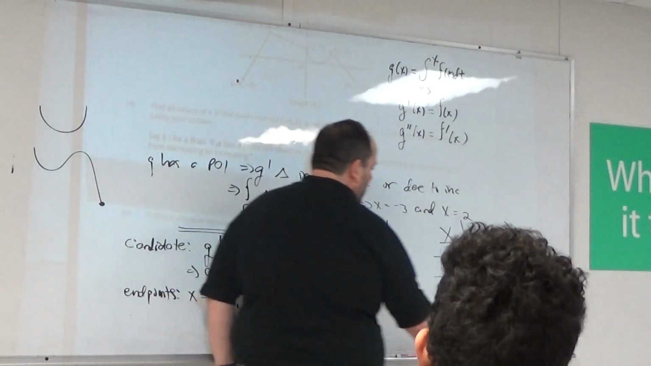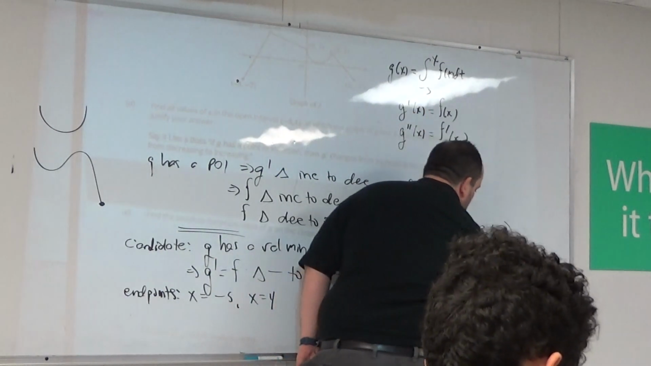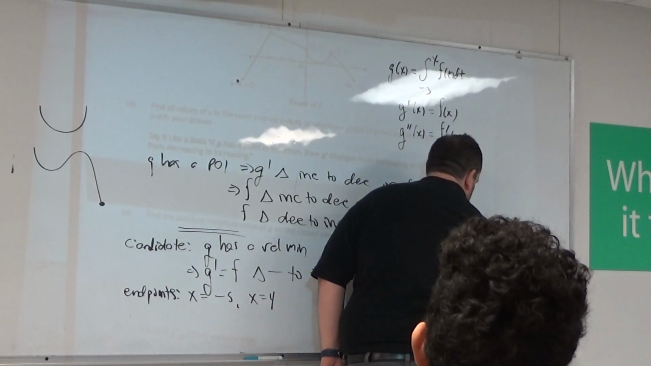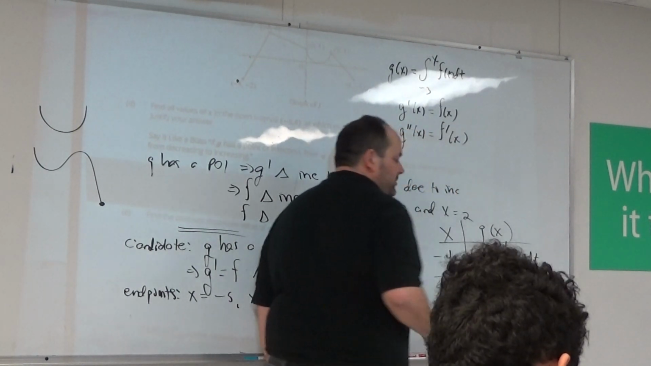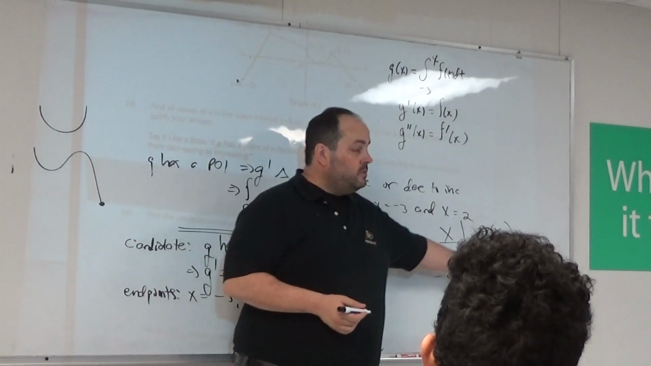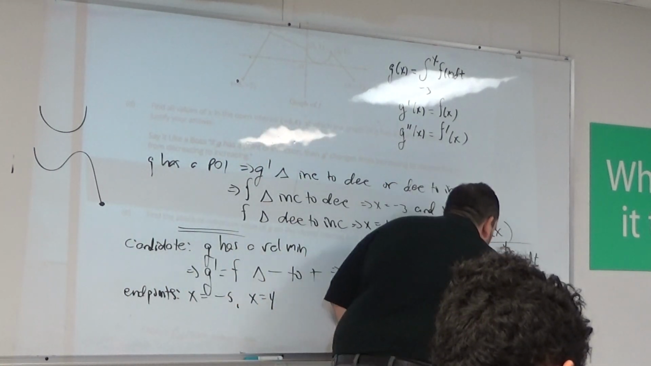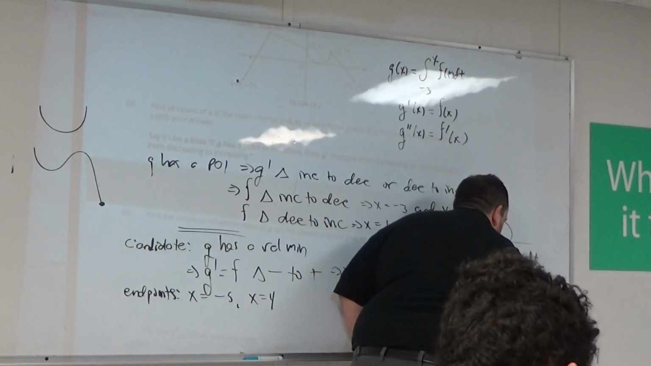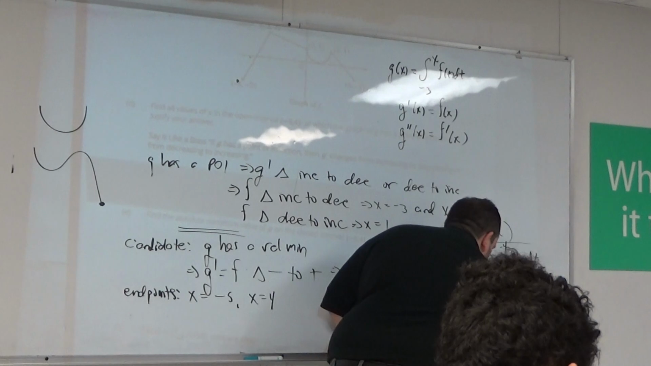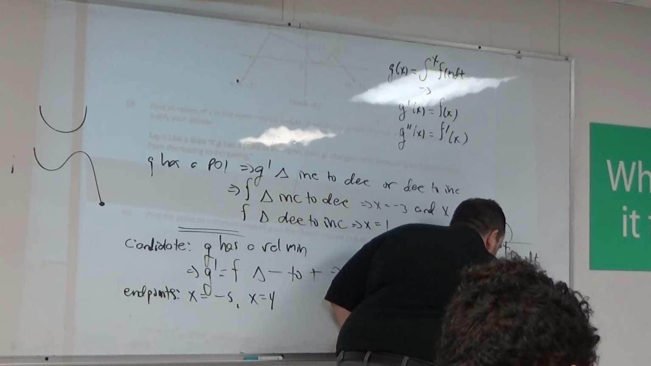G of -4, remember how we defined G in the beginning? This is the integral from -3 to -4 of f of t dt. You just have to find an area computation. G of -5, find the integral from -3 to -5, f of t dt. G of 4, find the integral from -3 to 4, f of t dt.